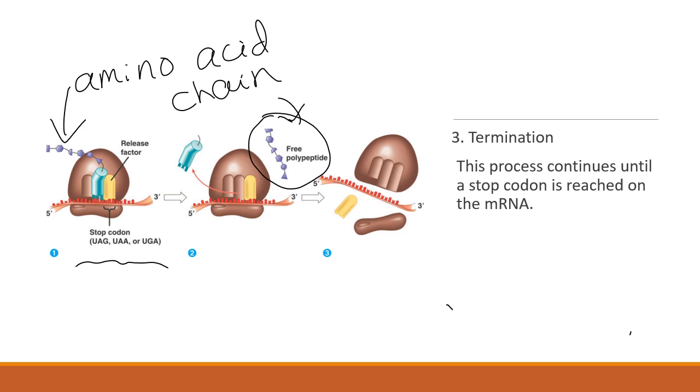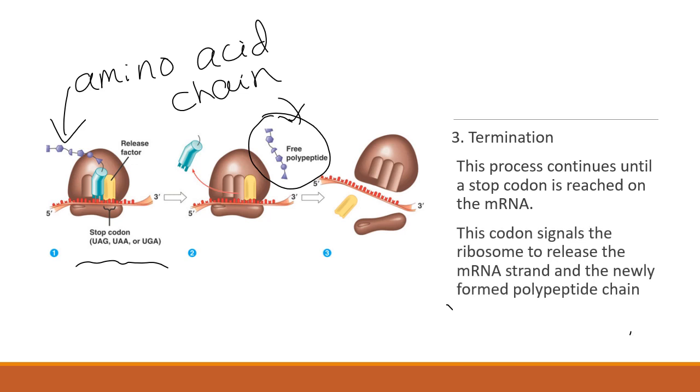So essentially what we've done is we've turned DNA into RNA, then in translation, we read the RNA and we turned it into an amino acid chain. Okay, the codon signals the ribosome to release the mRNA, and then the newly formed polypeptide chain is released as well. So everything lets go. And then boom, you have a protein. And then the polypeptide will go to be added onto other polypeptides and folded to become a protein.